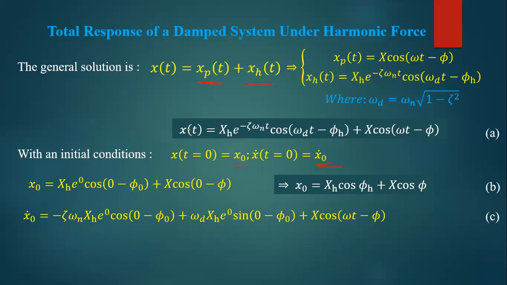Another, differentiating this x to get ẋ and substituting the initial condition, finally we can get this: ẋ_0 = −ζω_n X_h cos φ_h + ω_d X_h sin φ_h + ωX sin φ. So we have two equations, this one and this one.